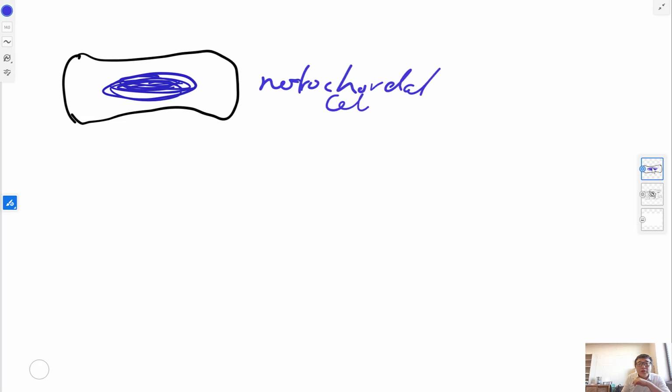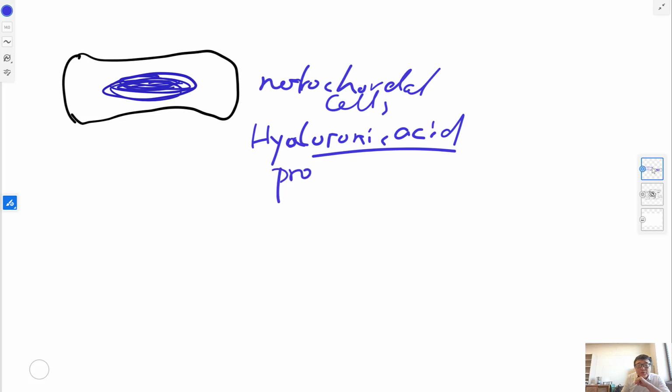Notochordal cells. And these cells stay there. They not only stay there, they produce hyaluronic acid, sorry, I forgot the acids, hyaluronic acids and other proteoglycans inside the center, and then it's liquid. It's gel-like liquid inside, and then it can change shape, giving flexibility and elasticity.